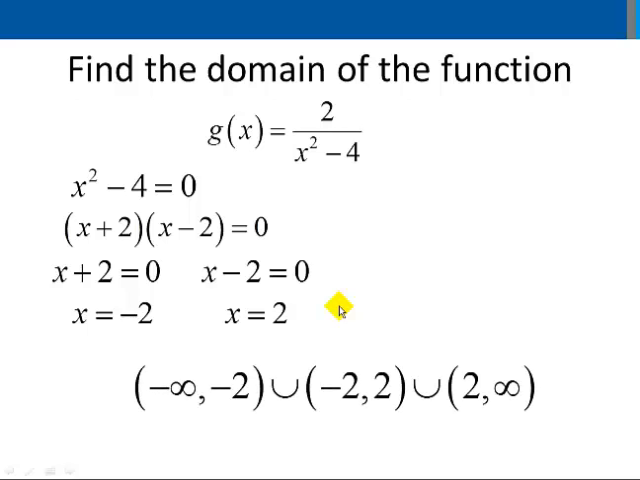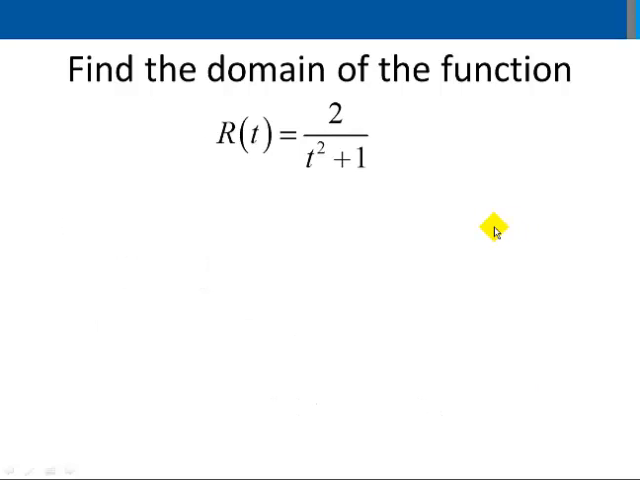The result will be the open interval from negative infinity to negative 2, union the open interval from negative 2 to 2, union the open interval from 2 to infinity. And what we're looking at here is a domain that includes all real numbers except negative 2 and 2.